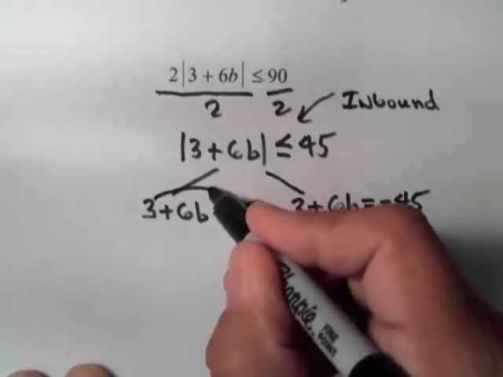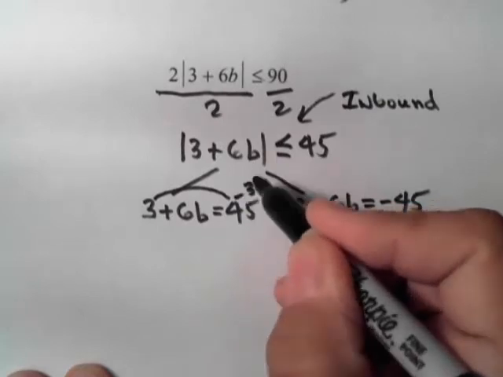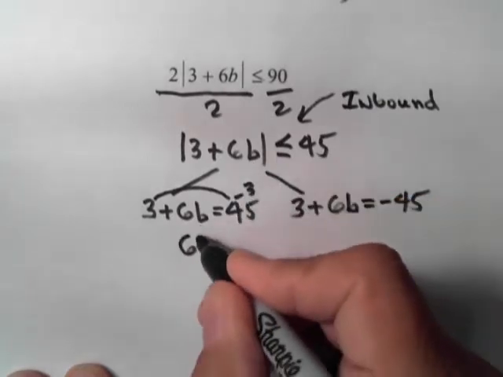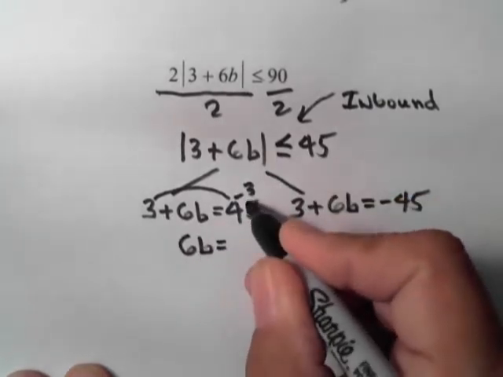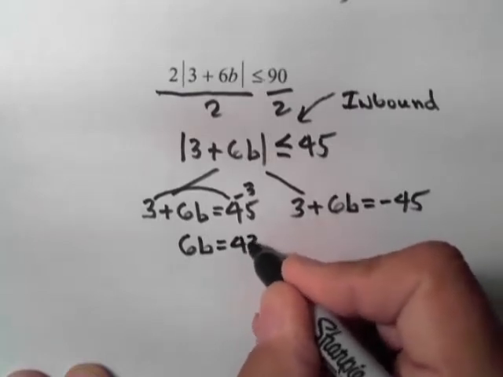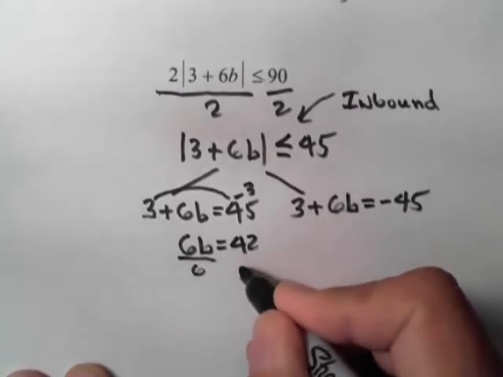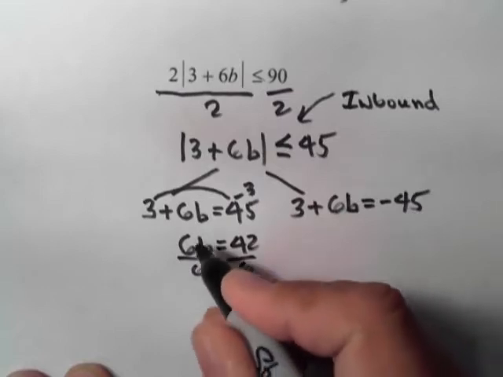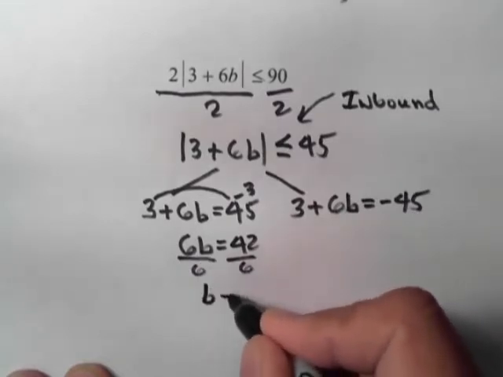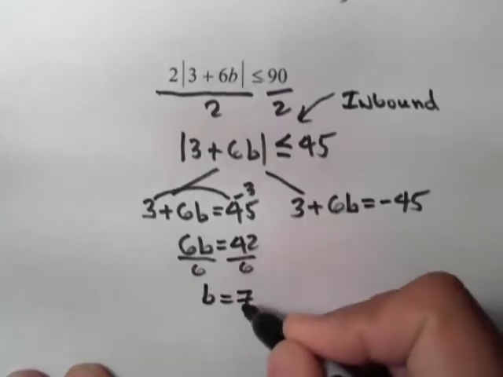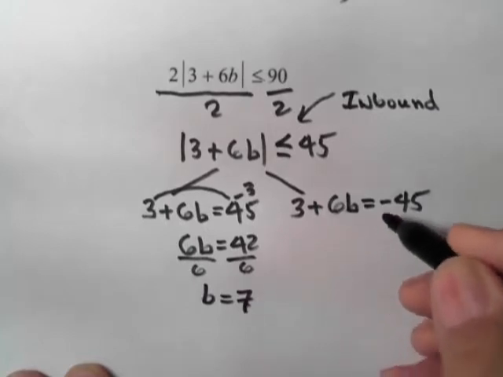The plus 3 has to come over as minus 3. So I get 6b equals, let's see, looks like 42. Divide both sides by 6. And looks like we have b equals 7. Okay, there's one of my boundaries.